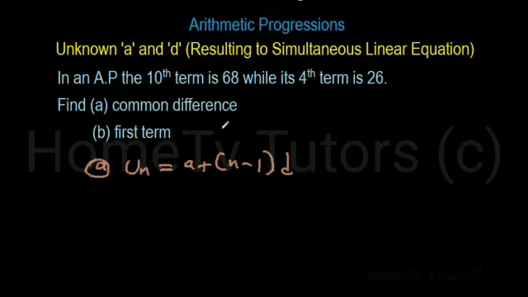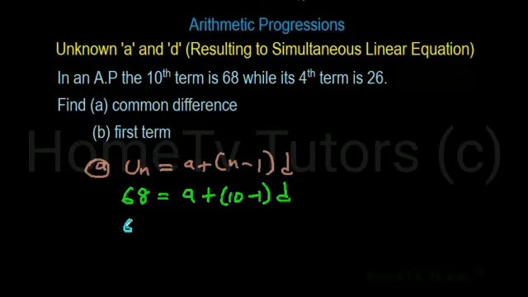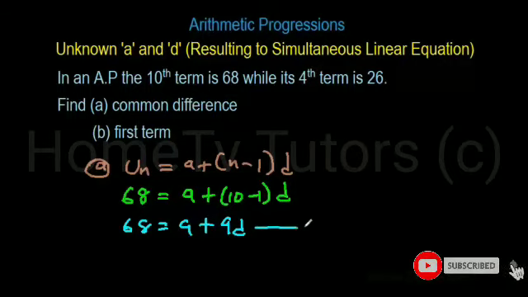Okay, so the 10th term is given as 68. Then the first term is unknown, while the difference is still unknown. So the nth term which we are dealing with here is the 10th term, so n minus 1. So we go ahead: 68 equals a plus (10 minus 1), 9 times d, we have 9d. So this is taken as equation 1.